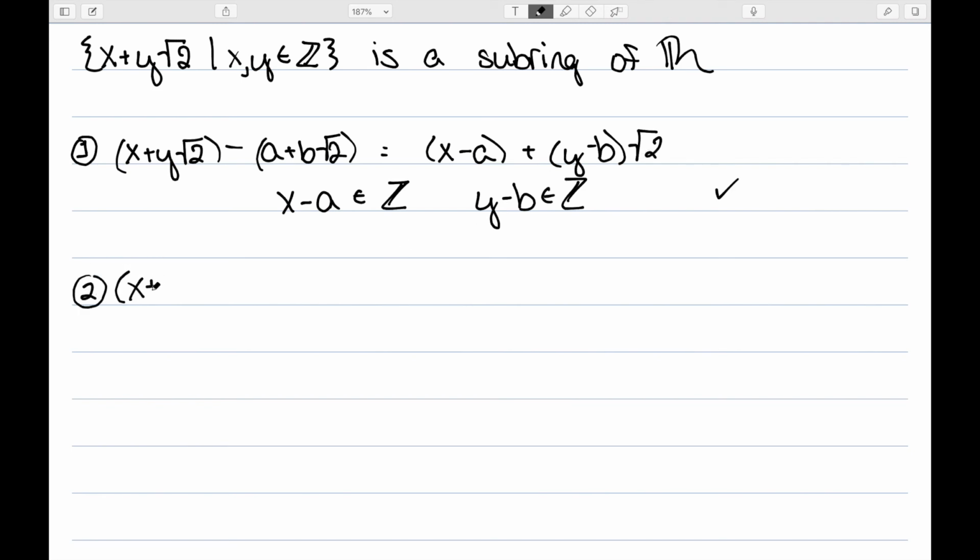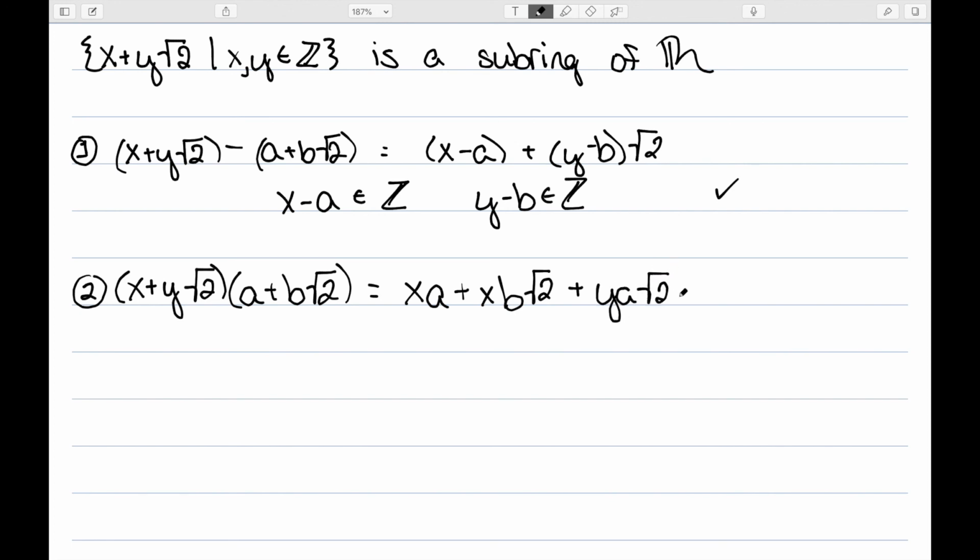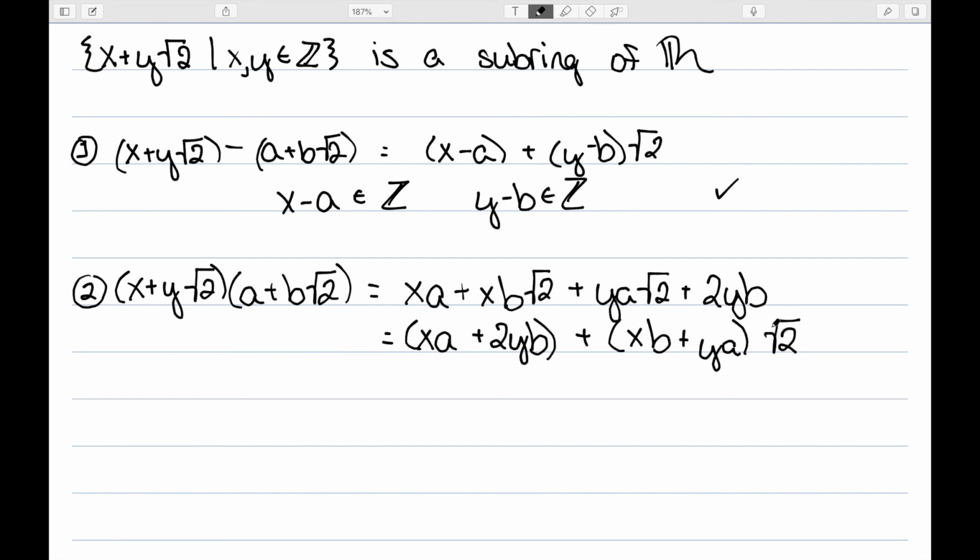The second thing is we need to take these same two elements and multiply them. To do this, we would FOIL. We would have xa plus xb root 2 plus ya root 2 plus yb times 2, since square root of 2 times square root of 2 is 2. Regrouping, we have (xa plus 2yb) plus (xb plus ya) root 2 once I factor out the square root of 2.